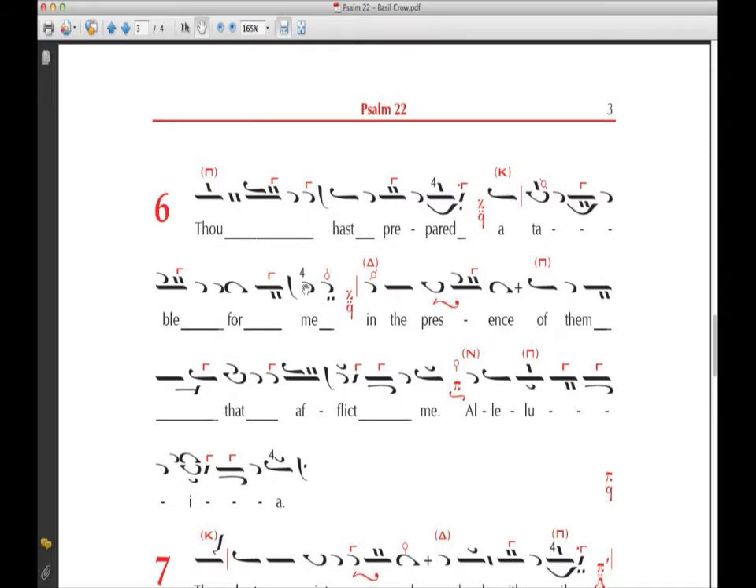Thou hast prepared a table for me in the presence of them that afflict me.